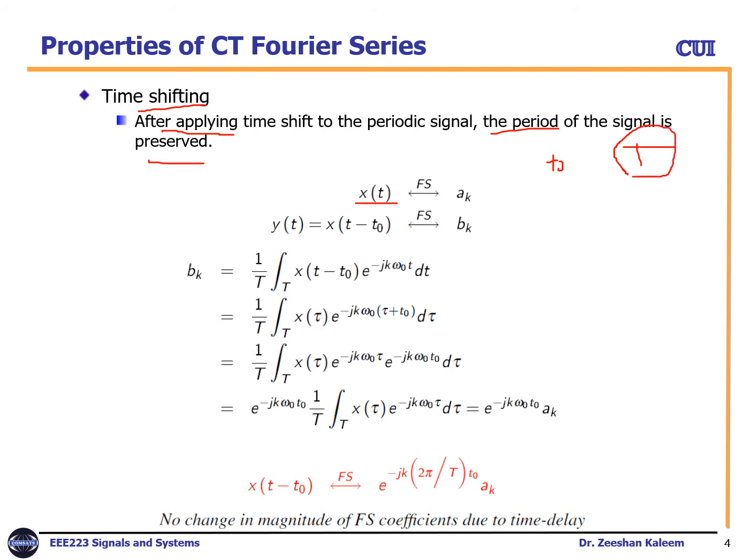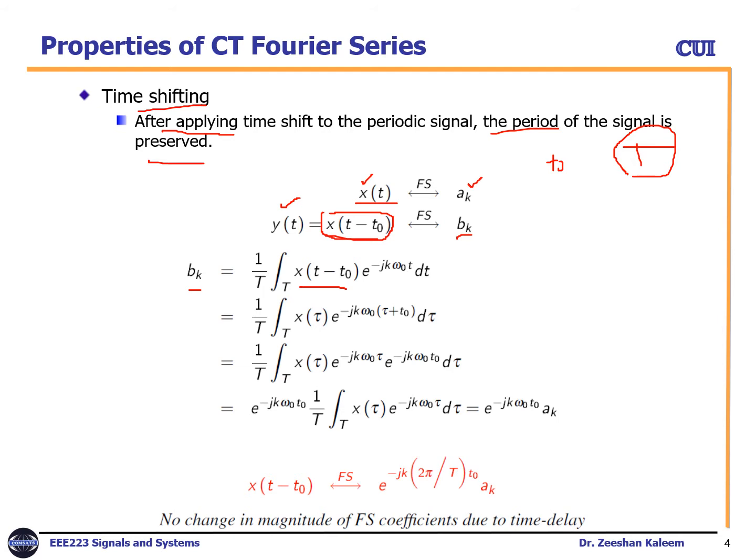So for example, you have a signal x of t, and if you take the Fourier series, then you will get the coefficient a of k. Similarly, we name the shifted version x of t minus t naught as y of t. When we take the Fourier series of the time shifted version x of t minus t naught, we get the Fourier series coefficients, which we name bk. So let's find the bk of the shifted version of the signal x of t minus t naught.